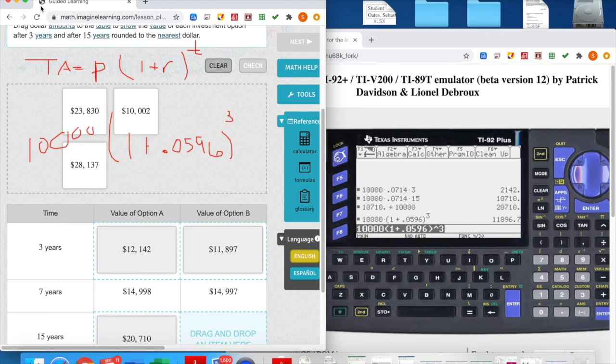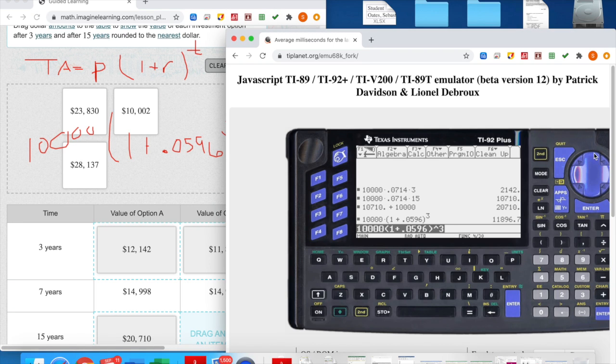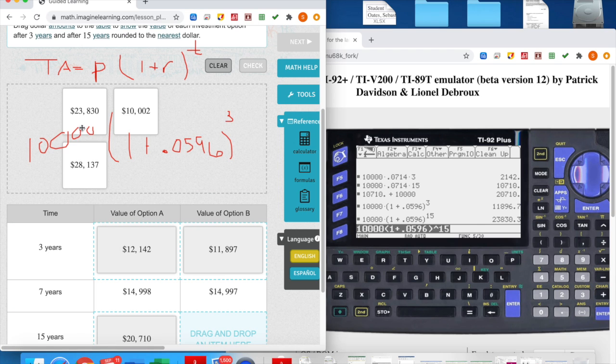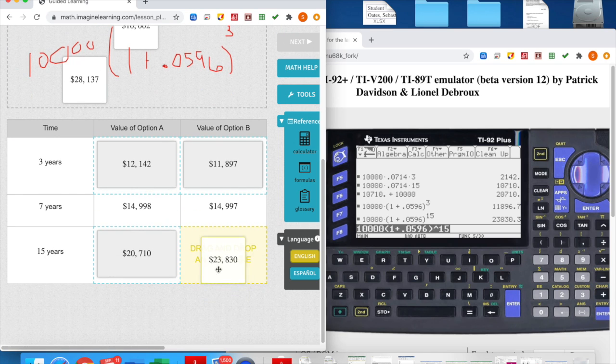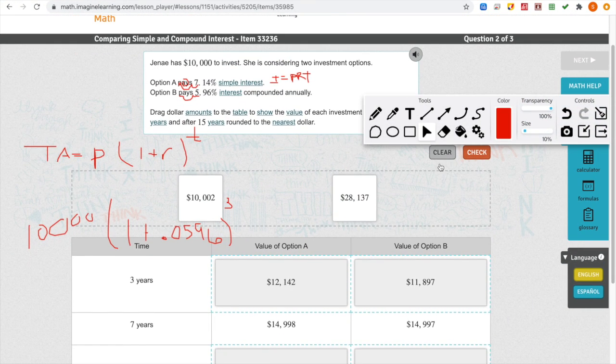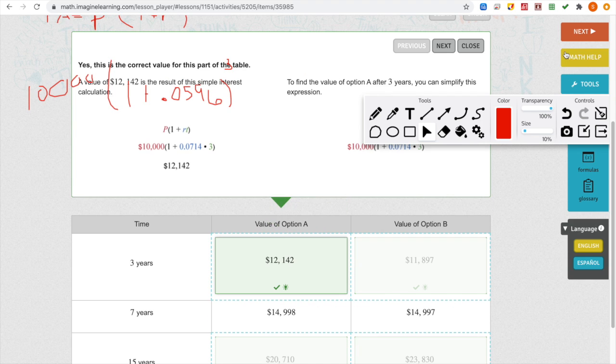And lastly, we're going to go ahead and do the same thing, but instead of having an exponent of 3 years, we're going to delete this, and make it an exponent of 15 to see what happens after 15 years. After 15 years, we should have $23,830.30, which is this option right here. So when we go ahead and check our work, it's going to come out as correct.